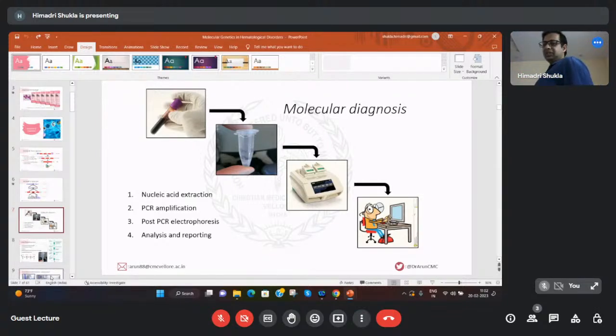So you take this and do a PCR. Any molecular test starts with a PCR. Okay? So you do a PCR, and then at the end of PCR, depending on what you're looking at, if it's deletions, the PCR alone might suffice. But sometimes you will do additional techniques like sequencing, etc. Okay?